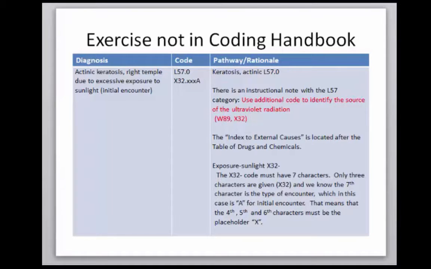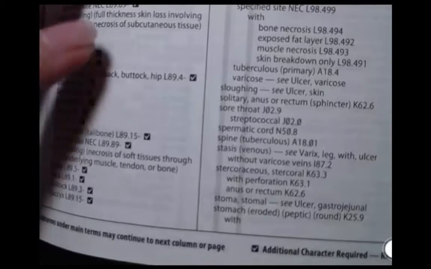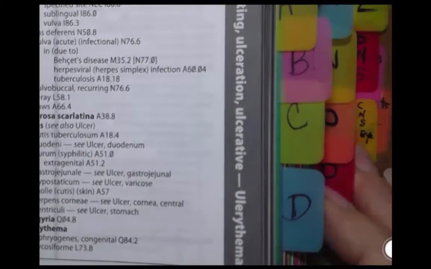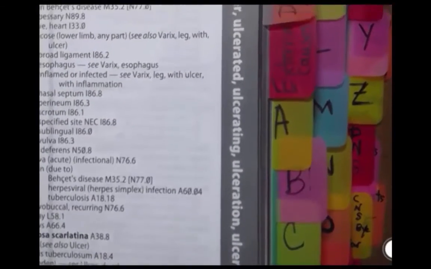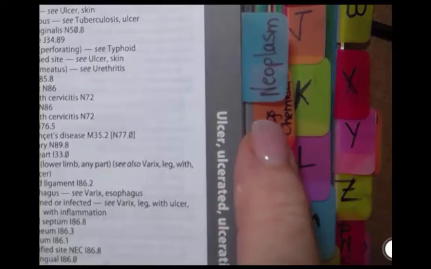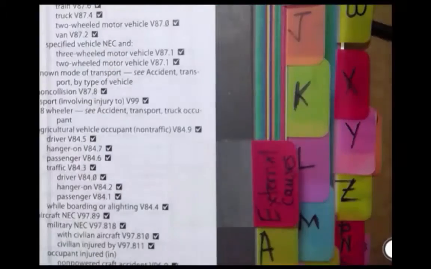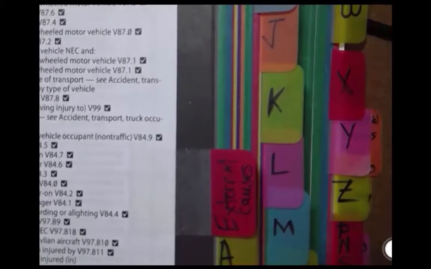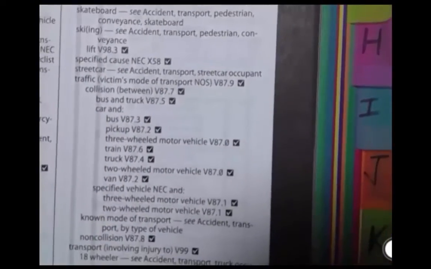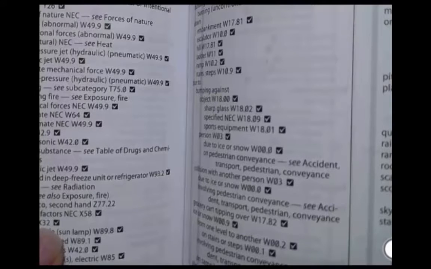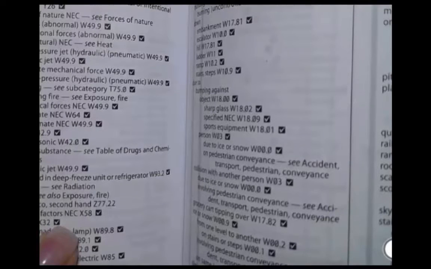So let's look at the index to external causes. Let me just get you there. If you see here in my book, I have the tabs. Maybe you have some similar tabs, but I have a neoplasm table, the table of drugs and chemicals, and the external causes table here. So we're going to look at exposure. Exposure, sunlight, X32. And you see that additional characters are needed.